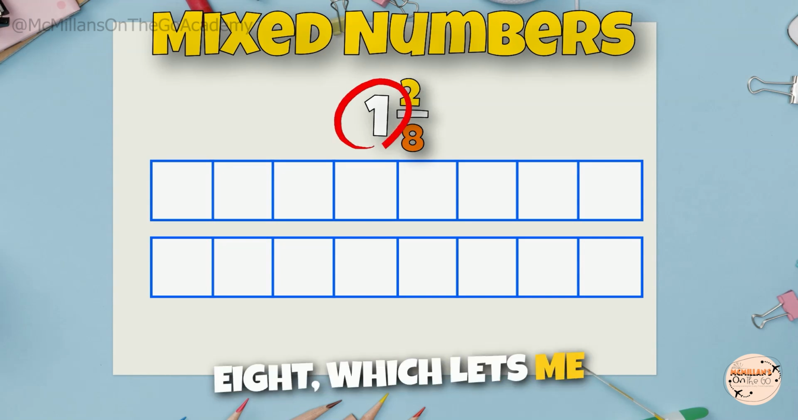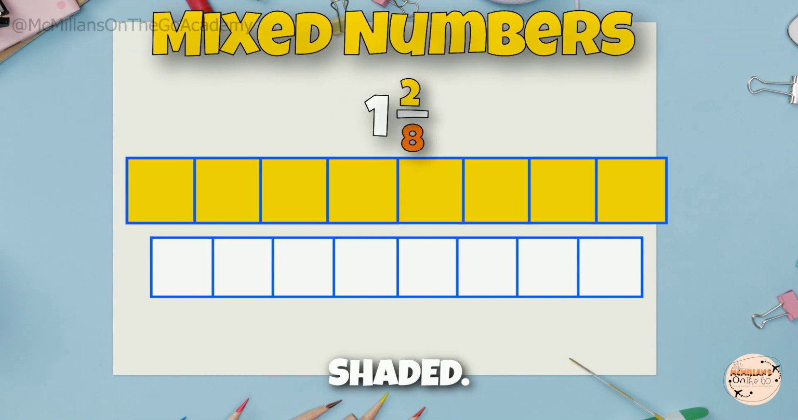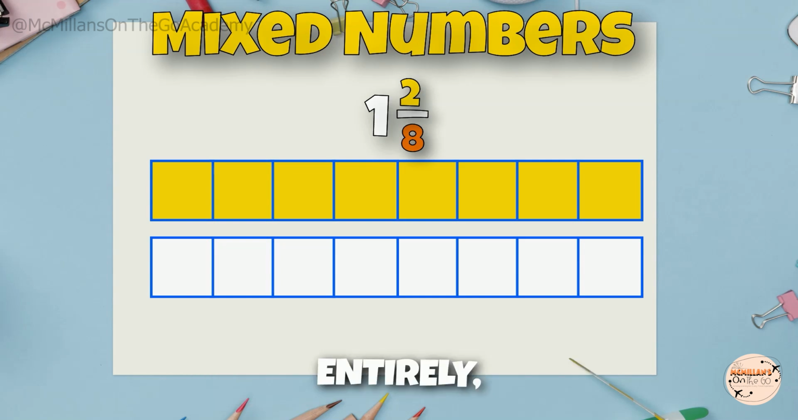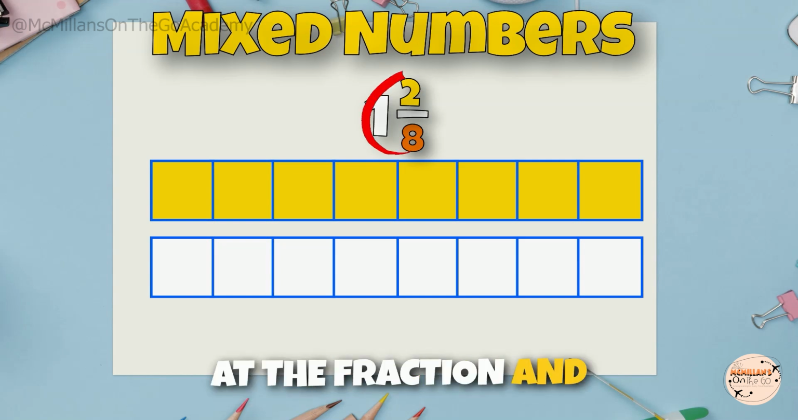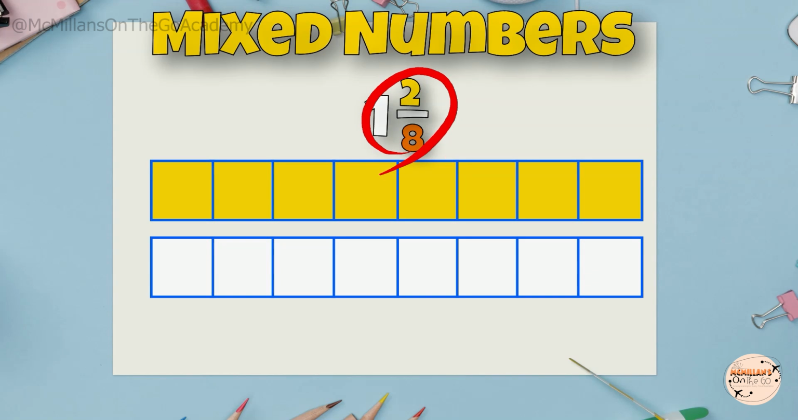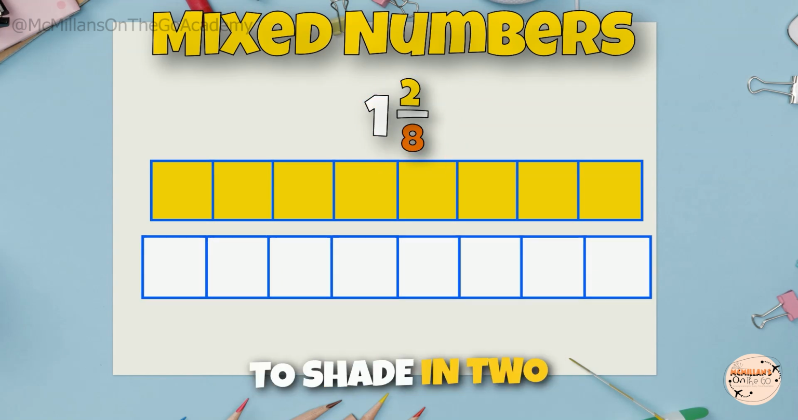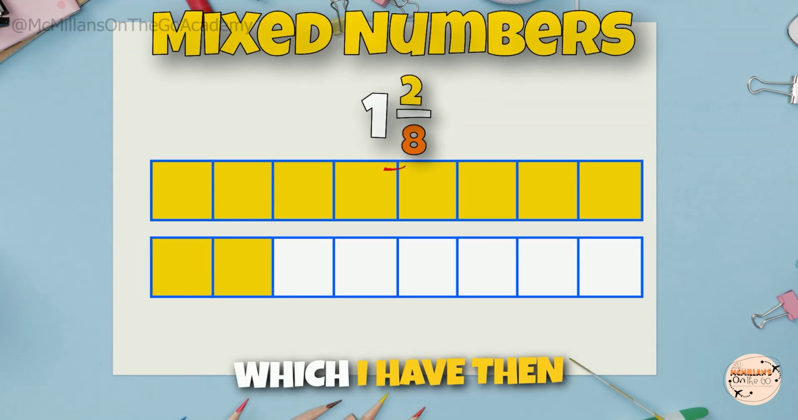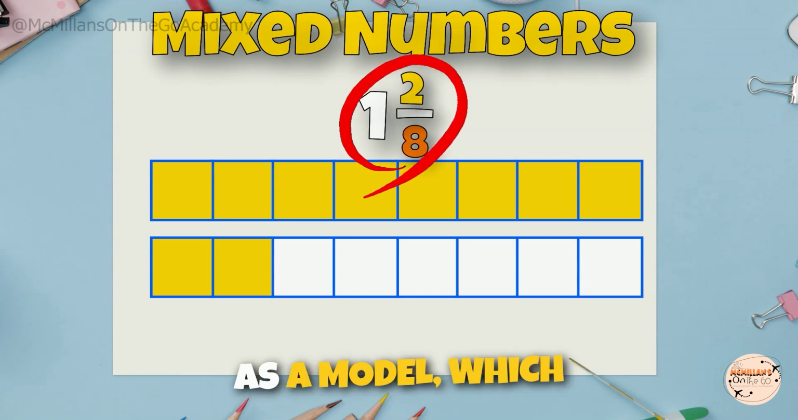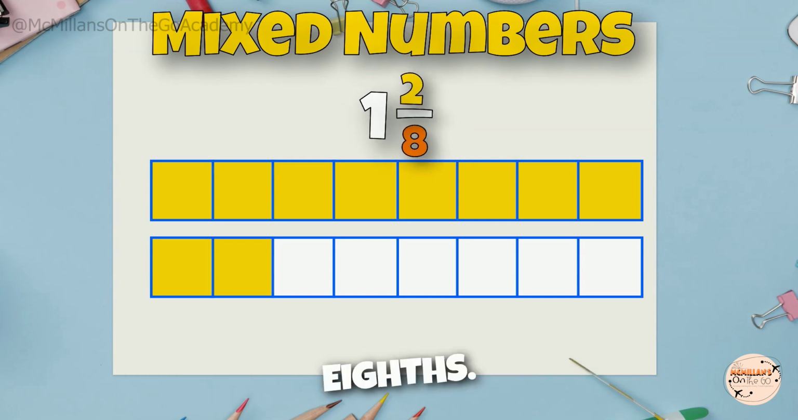2 eighths, which lets me know one whole is shaded. So I'm going to shade the first model entirely, and then I look at the fraction and I see there's 2 over 8. So I'm then going to shade in 2 of the 8 pieces, which I have then represented as a mixed number as a model, which is 1 and 2 eighths.